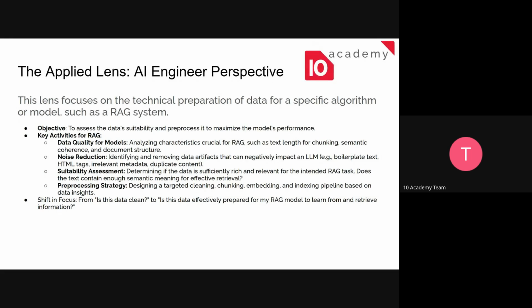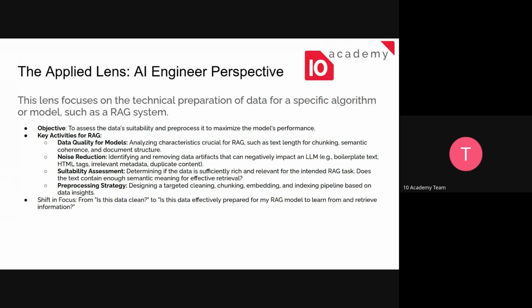And the pre-processing strategy: designing a targeted cleaning, chunking, embedding, and indexing pipeline based on the data insights. That is called the pre-processing strategy. So I guess we were already done with this. Shifting focus now, yeah, exactly.